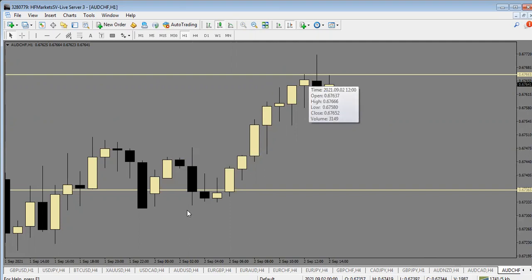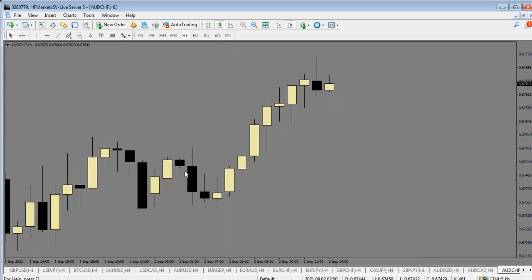Let me mark in H1, because H1 is looking so interesting that we might grab some entry from here. If you look at this point, this was our closing price of the bullish candle. Then the next candle formed a strong rejection. It failed to close above this point. Then we have the next candle here. If this next candle closes below this, forms a bearish candle and fails to close above this point, then I'm going to be selling.